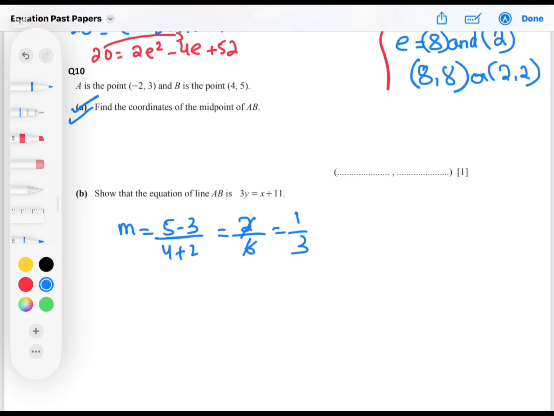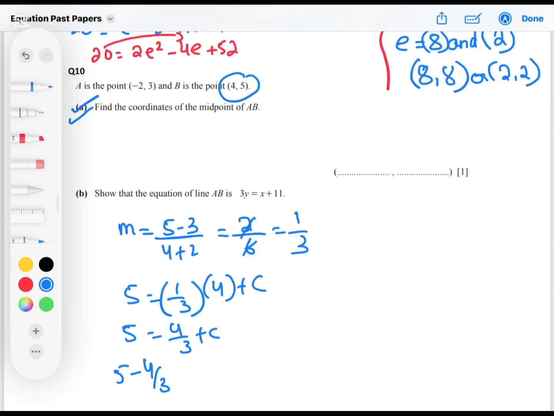Now what I need to find out is the y-intercept, that is c. For that I have to put in a point. I am taking this point. So 5 is equal to 1 over 3 times 4 plus c. So 5 is equal to 4 over 3 plus c. 5 minus 4 over 3 equals c. So the value of c will become 11 over 3.